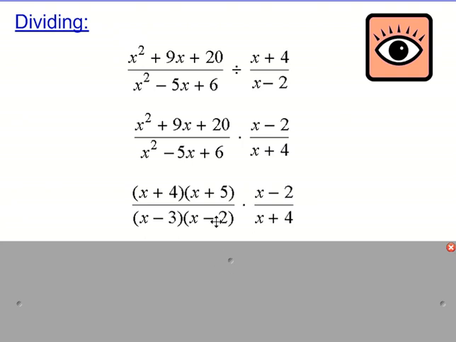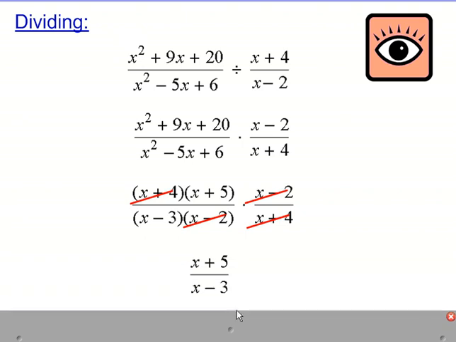We're going to cancel binomials that are alike, so we're going to get rid of the x minus 2 and the x plus 4. And remember, there must be one in the numerator and one in the denominator to cancel, because that will give us 1. And that leaves behind x plus 5 and x minus 3. So let's sit here and practice a few problems.